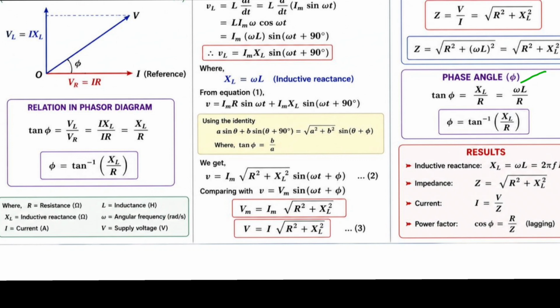If you want to calculate the phase angle, tan theta is equal to XL by R, or omega L by R, substitute the value. Finally, you will get the inductive reactance formula, impedance formula, current formula, and power factor formula. For your easy understanding, make it like this.